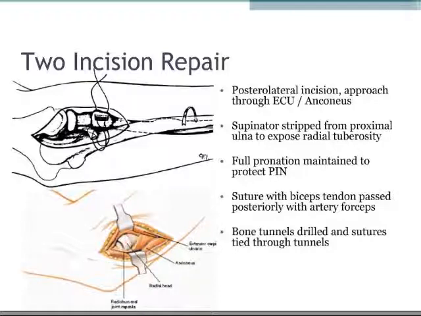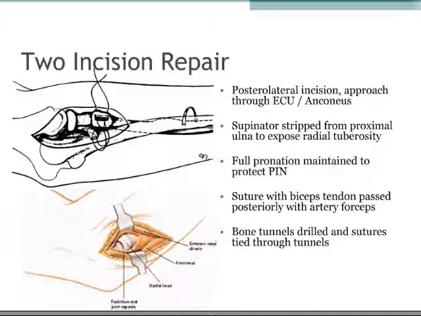Then they described making a window and drilling two holes in the side of the radial tuberosity, then passing the sutures through the two drill holes, pulling the tendon into that window. So for two incision repairs, there's a few case series that look at the outcomes.